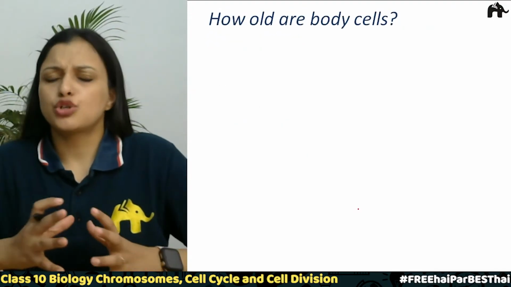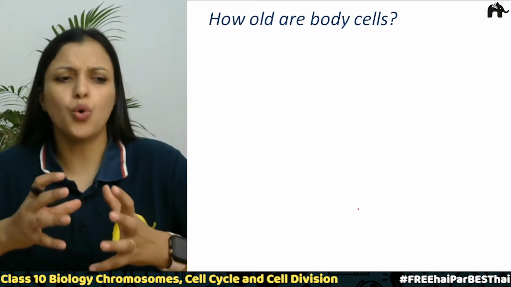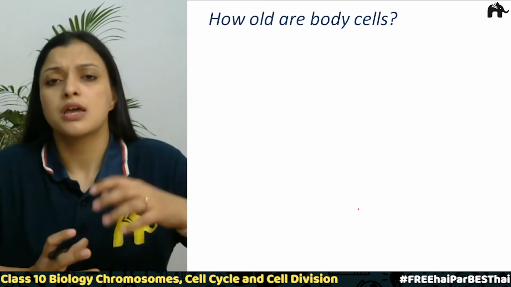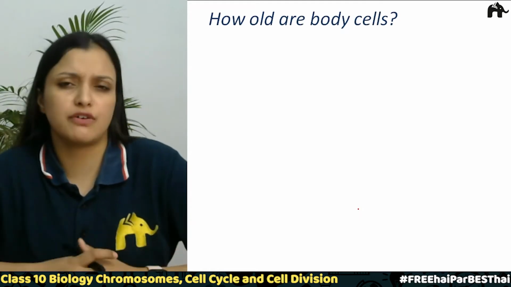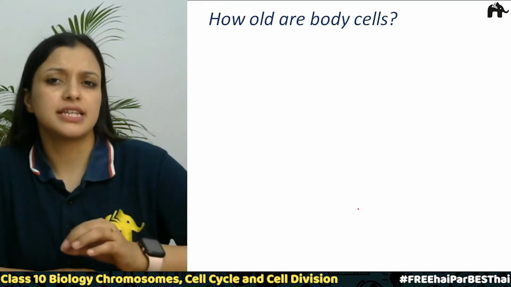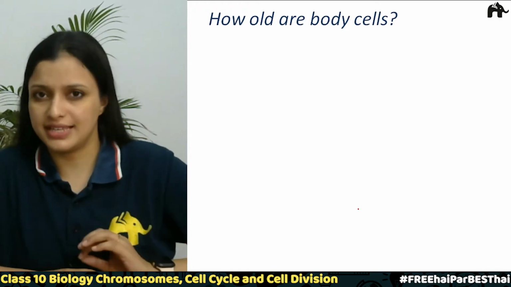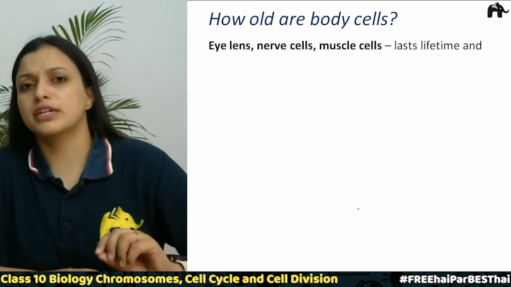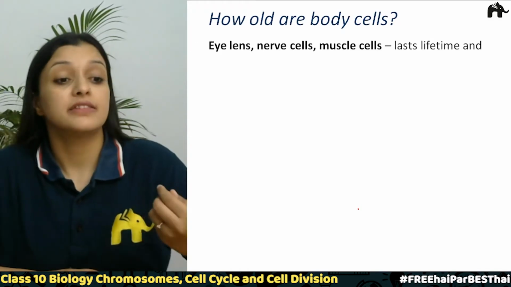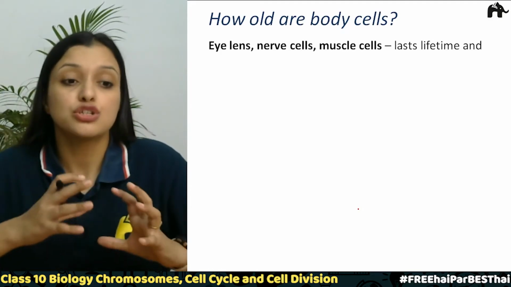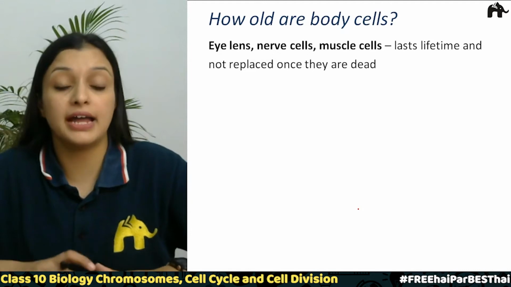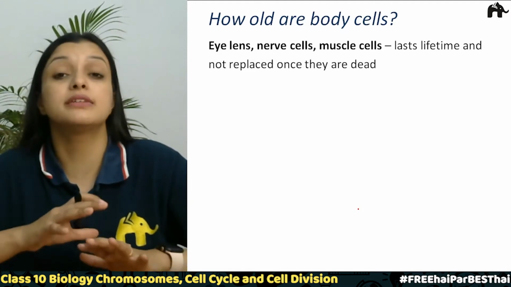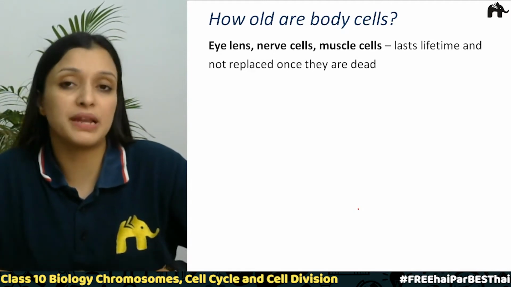Correct? Now, talking about the cells, how old are the body cells? We have so many different cells in our body, we have different tissues in our body. So, let us understand how old our cells are. Correct? First talking about islet cells, then nerve cells and muscle cells. These are the cells which last for a lifetime, and once they are dead, they will never ever be replaced. Correct?